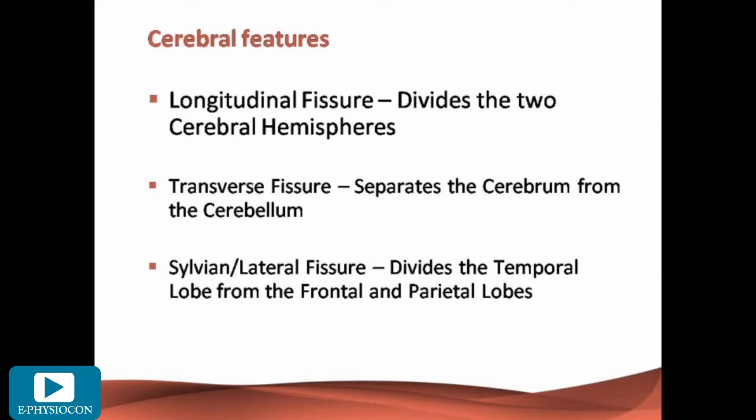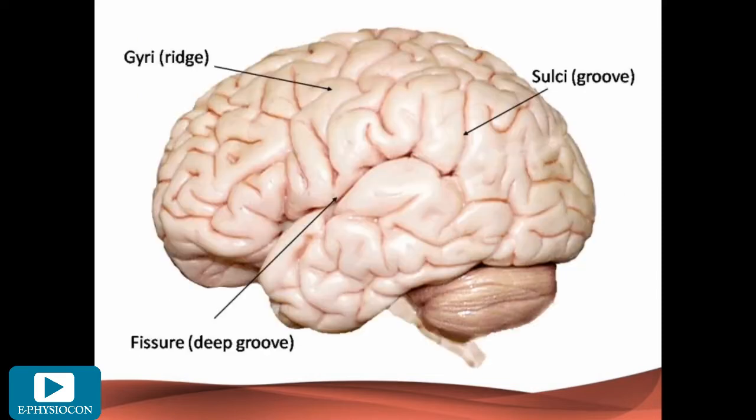The longitudinal fissure divides the two cerebral hemispheres. The transverse fissure separates the cerebrum from the cerebellum. The Sylvian fissure, or lateral fissure, or the lateral sulcus, divides the temporal lobe from the frontal and parietal lobe.